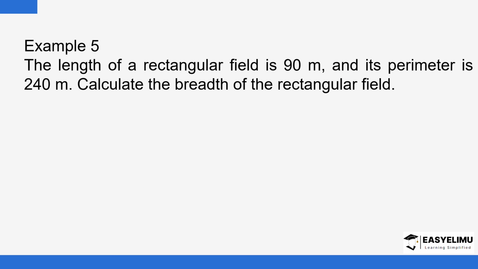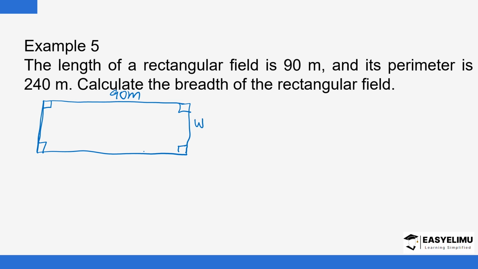Now we have our final example, number 5 here. The length of a rectangular field. So this is a field. Again, the field is rectangular. So you try to sketch. If it's a rectangle, you try to draw a figure that looks like a rectangle here. And of course, the special features of a rectangle still hold. So we have all the interior angles 90 degrees each. We're given the length as 90, and the width we don't know. But the perimeter is also given to be 240 meters.